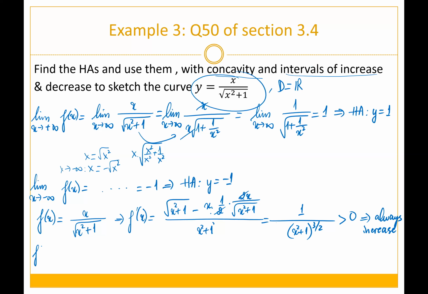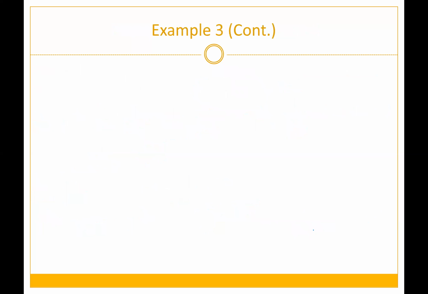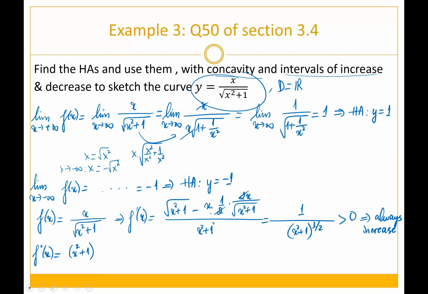Then we need concavity. So we need a second derivative, which is here we have x squared plus 1. So basically here the first derivative is x squared plus 1 to the negative 3 half. Then here we take negative 3 half, this one to the negative 5 half, multiply 2x, which is going to give us negative 3x divided by x squared plus 1 to the 5 half. Again, the denominator is always positive. So all we care about now is the numerator.